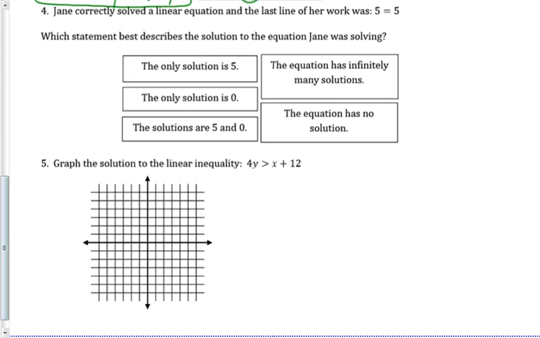Moving on to number 4. Jane correctly solved a linear equation. The last line of her work was 5 equals 5. Which statement best describes the solution to the equation Jane was solving? What you should notice here is that there are no variables.